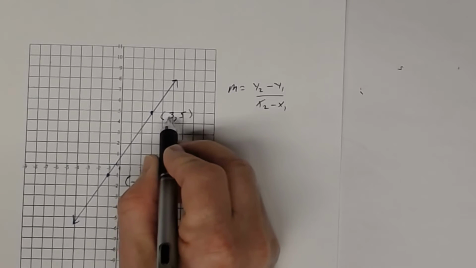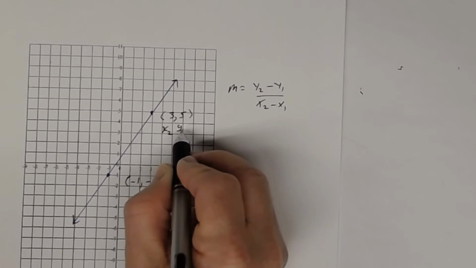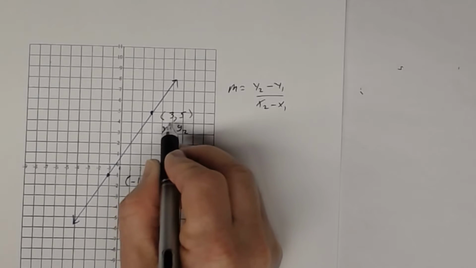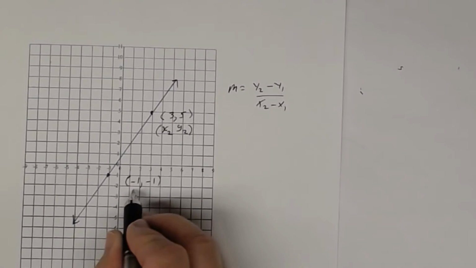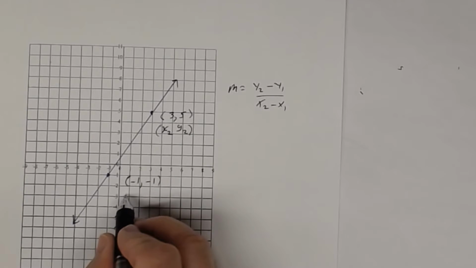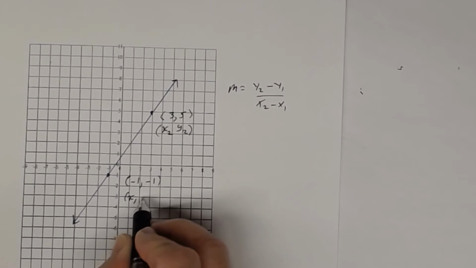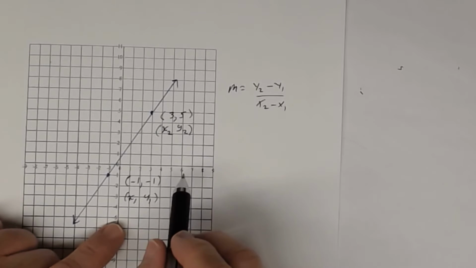So we're going to go ahead right now and call this x2, and this will be y2. This right here. So x2 will be 3, y2 will be 5. And then we'll label this, since that was my subscript 2, then this will be subscript 1: x1 and then y1. And then all you do is substitute those numbers into the formula.